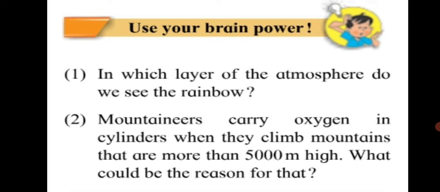Mountaineers carry oxygen in cylinders when they climb mountains that are more than 5,000 meters high. What could be the reason for that? The reason is, at the height of 5,000 meters or more, air is very rare. The oxygen is limited there. That's why the mountaineers carry oxygen in cylinders when they climb mountains which are very high.